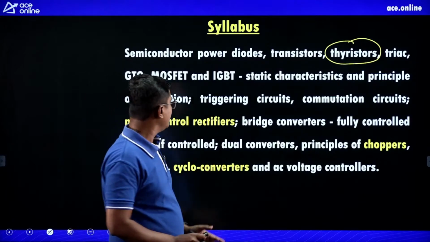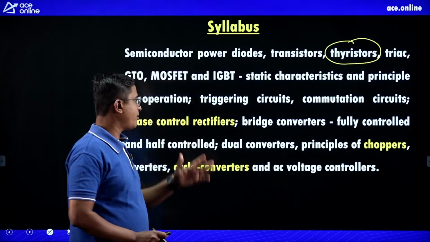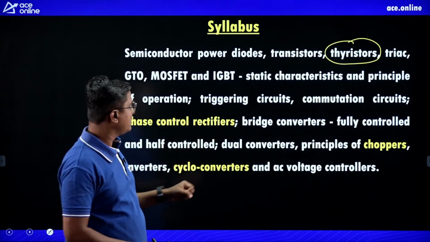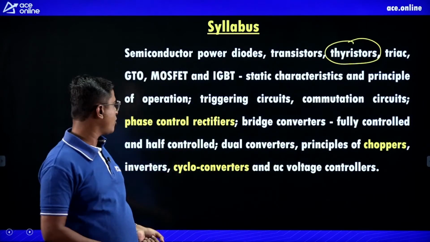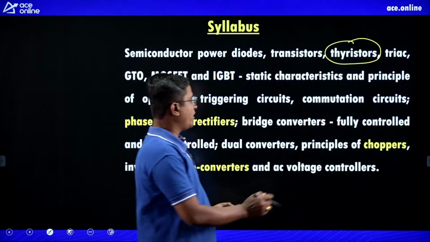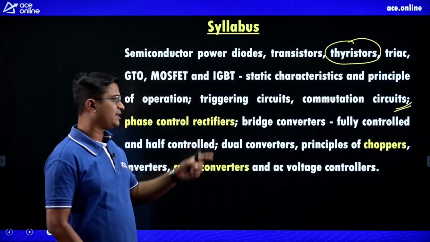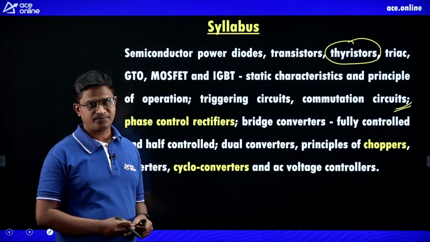Next, static characteristics and principle of operation. Triggering circuit, triggering means turning on. Commutation circuit, commutation means turning off. So till this point, these contents are related to the power semiconductor devices.